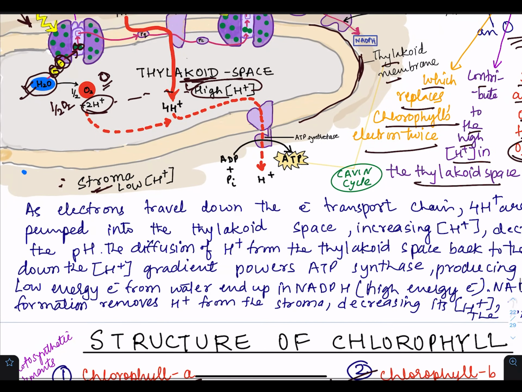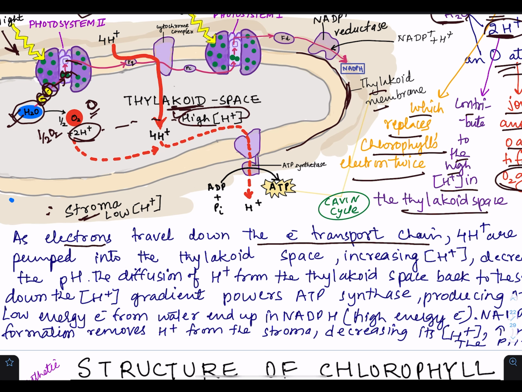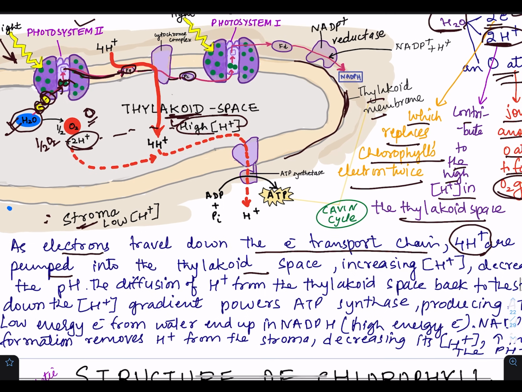Now, as electrons travel down the electron transport chain, as we studied in the light dependent reactions, the electrons will travel down the electron transport chain. This is the electron transport chain. As we studied in the previous videos, plastoquinone, then plastocyanin. This is how the electrons travel. So, what happens while they're traveling? Four hydrogen ions are pumped into the thylakoid space.